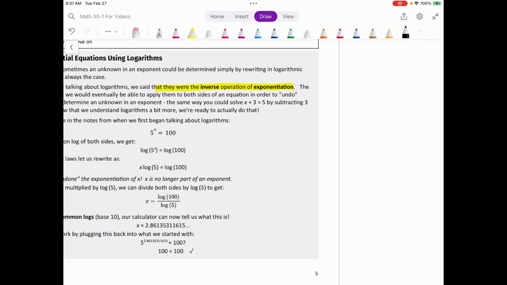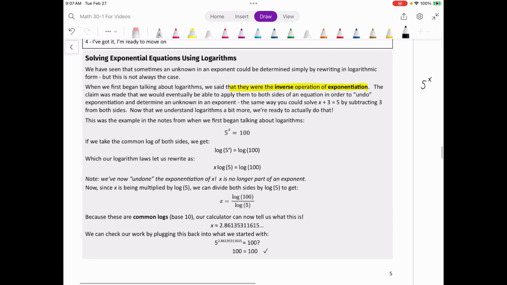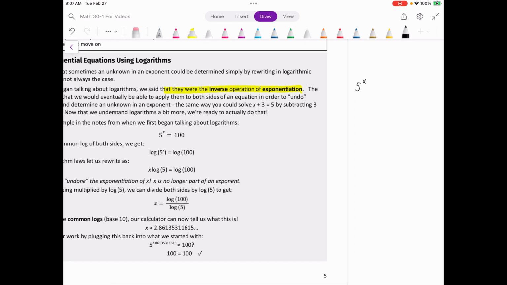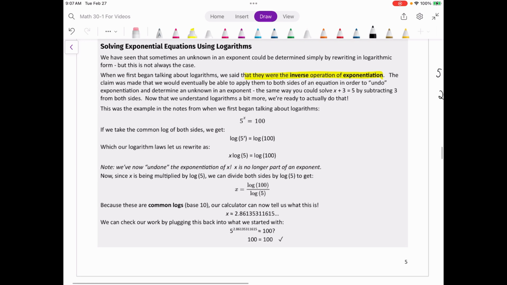Exponentiation, again, that's what's happening to x when I say something like that, right? We say x is being exponentiated. So that's an operation being performed on x, in a sense the same way x is being multiplied by 2. We could say x is being exponentiated to 5 in that one. So we made the claim, or at least I did, that we would eventually be able to apply them to both sides of an equation in order to undo exponentiation and determine an unknown in an exponent, right?